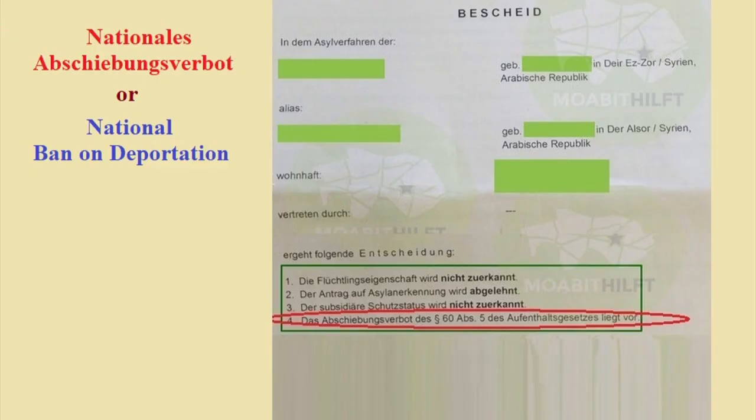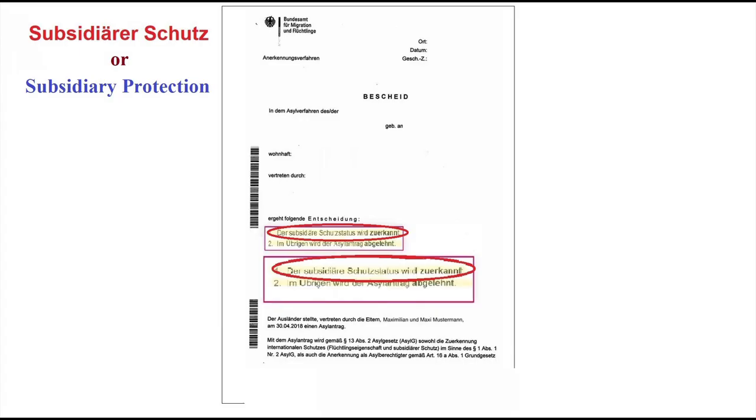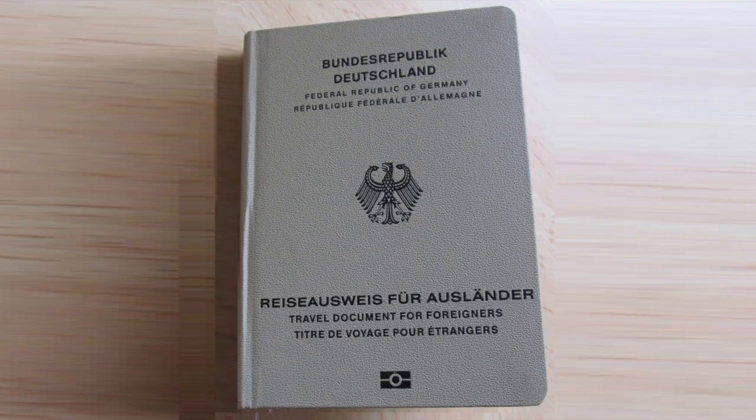Those who have got a national ban on deportation or a subsidiary protection from the Federal Office for Migration and Refugees of Germany and do not have their national passport, and it's not possible for them to get their national passport, can apply for the Grey Passport of Germany in their respective foreigner's office at the same time with their application for a residence permit or later.